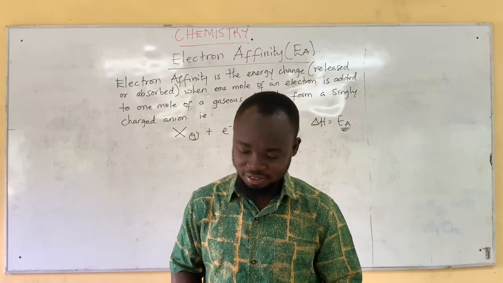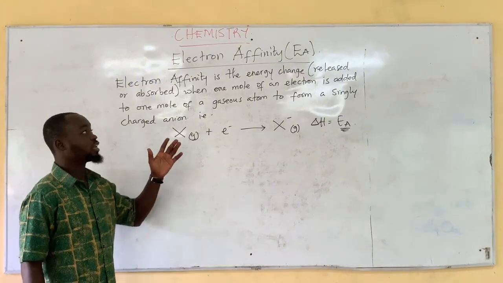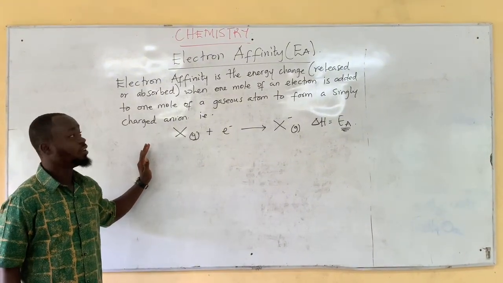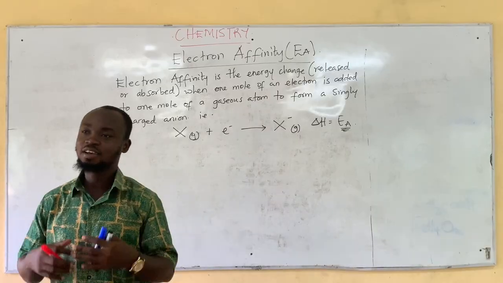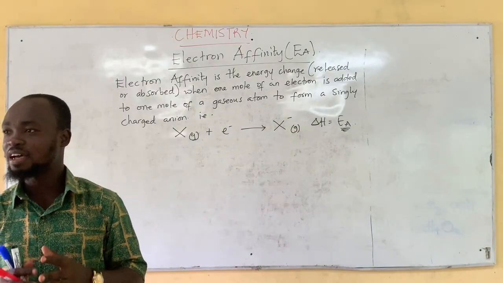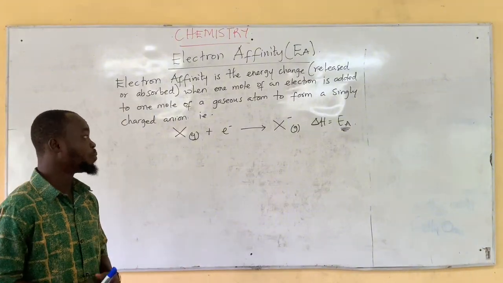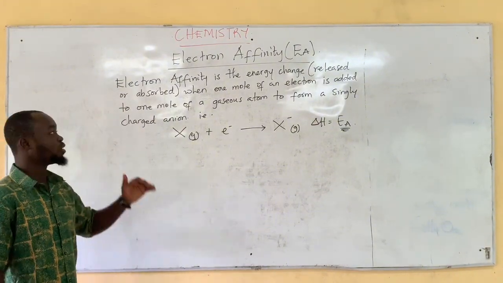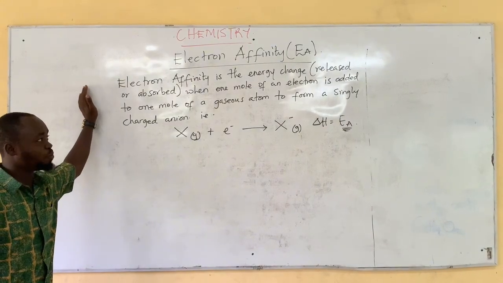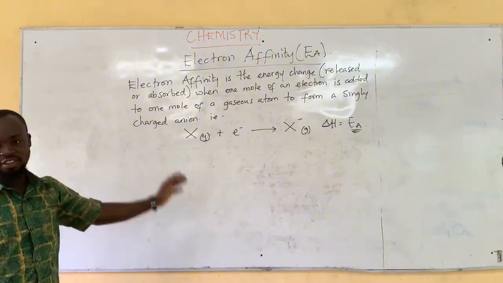In this lesson, we are going to discuss another periodic variation, electron affinity. In our previous lesson, we discussed ionization energy, what it is, and how it varies periodically on the periodic table, that is, when moving across the period and from the top to the bottom of a group. But in this lesson, we're going to focus on electron affinity.